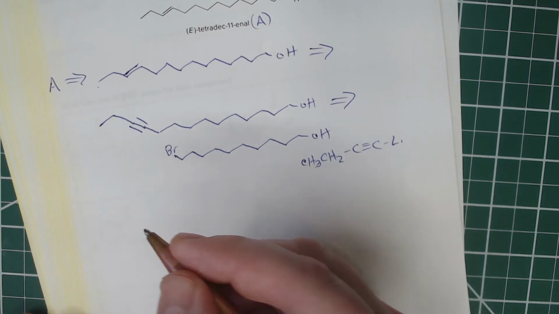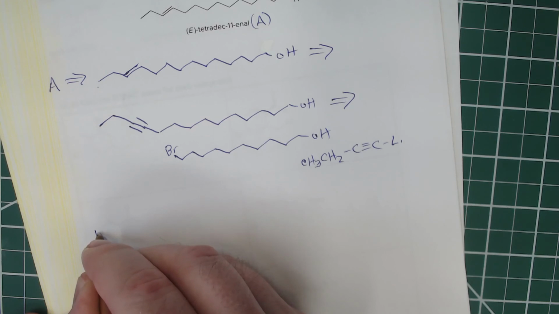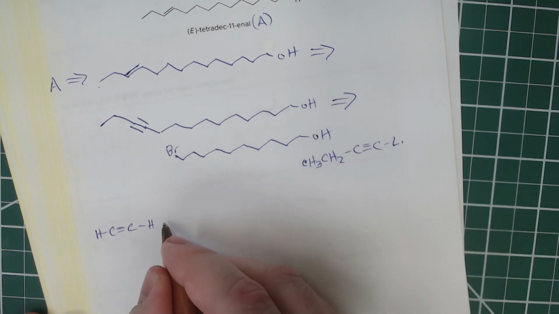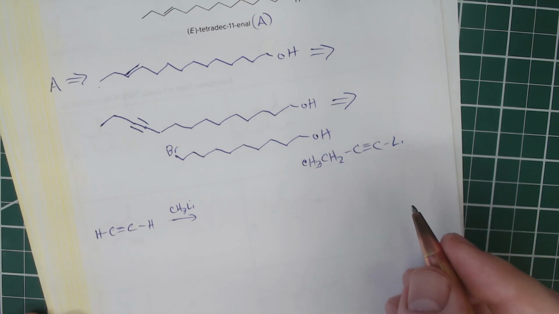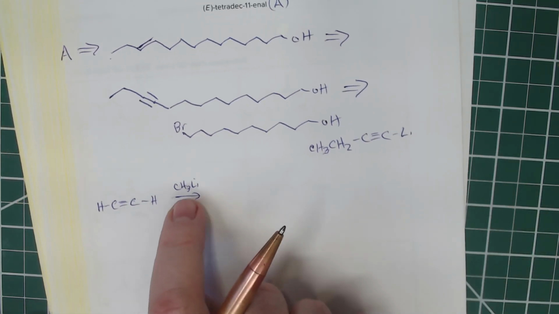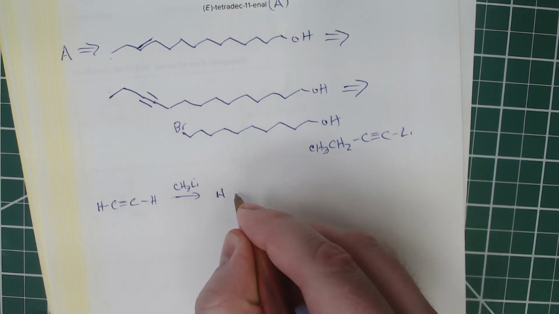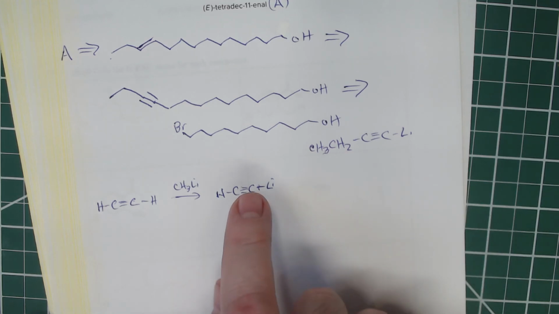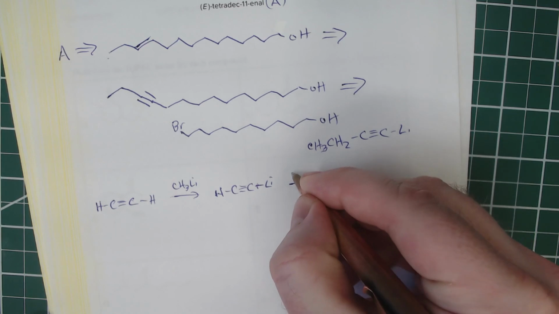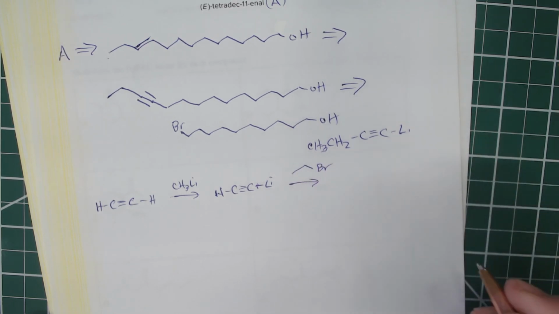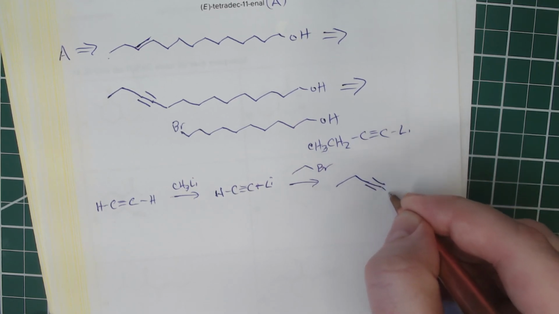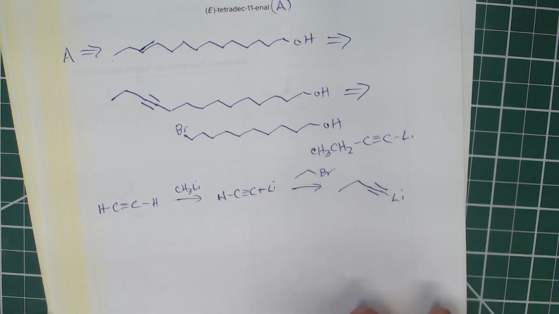All right. So we could take acetylene, and with acetylene, we could treat this with something like CH3Li. So that's going to be our methyllithium reagent, and that will give us this H, C triple bond, and we'll just put this as lithium. And then that particular lithium reagent, we can treat with ethyl bromide, and that would give us that organolithium reagent. And we're going to use that in a minute.